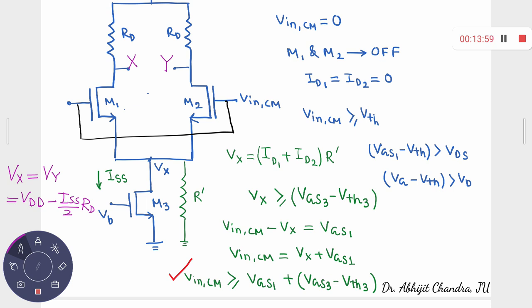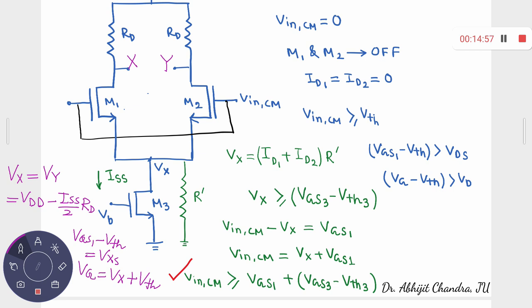So a point will come when this condition, VGS minus VTH less than VDS, will not be satisfied. Right, so that is the maximum value. You can have VGS minus VTH equal to VDS under extreme condition. So under extreme condition, VGS1 minus VTH is equal to VX, or I can also write VG is equal to VX plus VTH. When the gate voltage equals the drain voltage plus threshold voltage, that signifies the maximum gate voltage, the maximum common mode voltage that you can have.